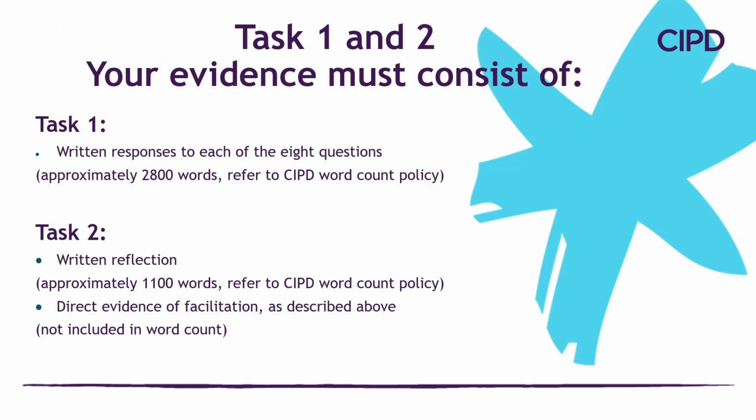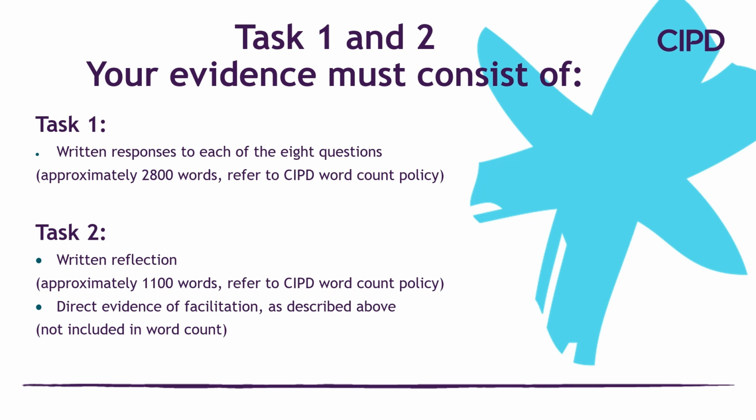When you've completed task 2 and of course task 1, you should have some evidence from your work, 3 items of evidence, and they must consist of, for task 1, written responses to each of the 8 set questions. And remember, that must be within 2,800 words, give or take that 10%. So that's task 1, just written responses to your questions. And for task 2, your written reflection, which also has a word count. You have approximately 1,100 words to complete that reflection.